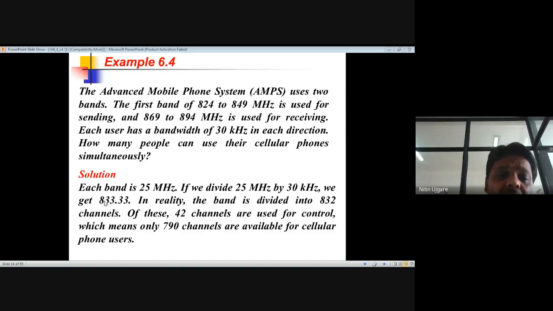So we always prefer a round number. Of these 832 channels, 42 channels are reserved. For what purpose? They will be used for control purposes, to control the remaining channels. So if we subtract 42 channels out of 832, then the remaining 790 channels are available for the cellular phone users. That means 790 people can use their cellular phones simultaneously.